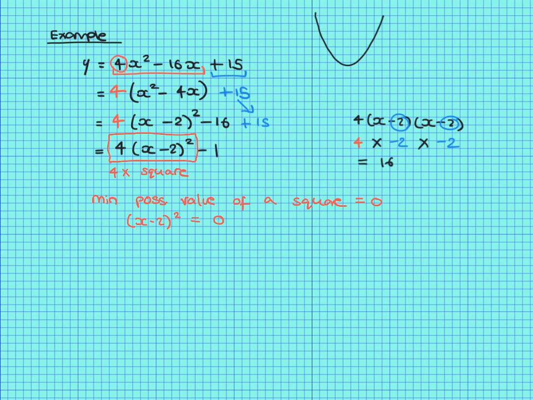So the contents of the red box will always still be 0 when x minus 2 all squared is 0. So this would then give us y equals 0, which is the contents of the red box, take away 1, y equals negative 1. Now, when the red box equals 0, x minus 2 all squared equals 0, which means x minus 2 equals 0, which means x equals 2. So the coordinates of my minimum point are going to be 2 for the x-coordinate, negative 1 for the y-coordinate.